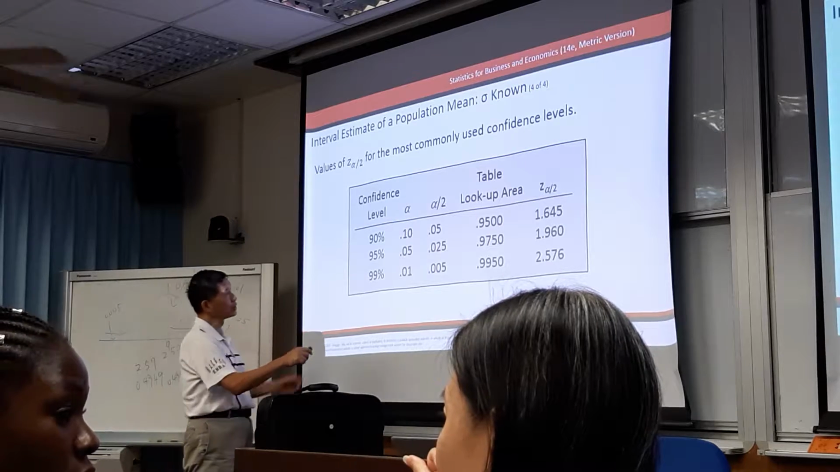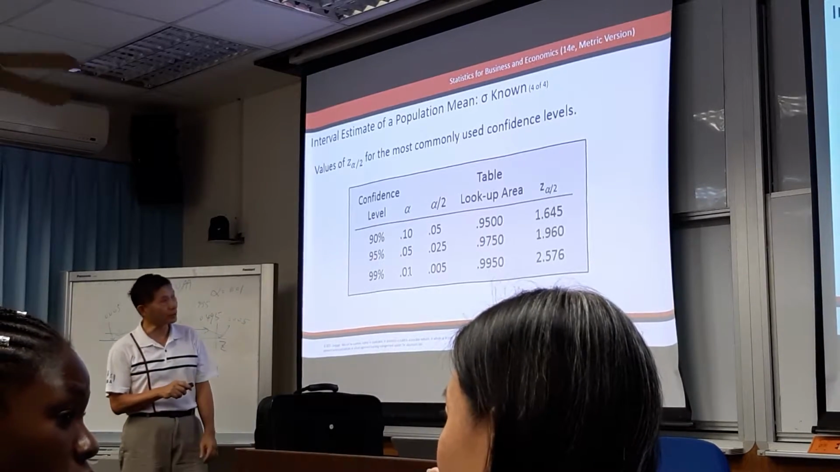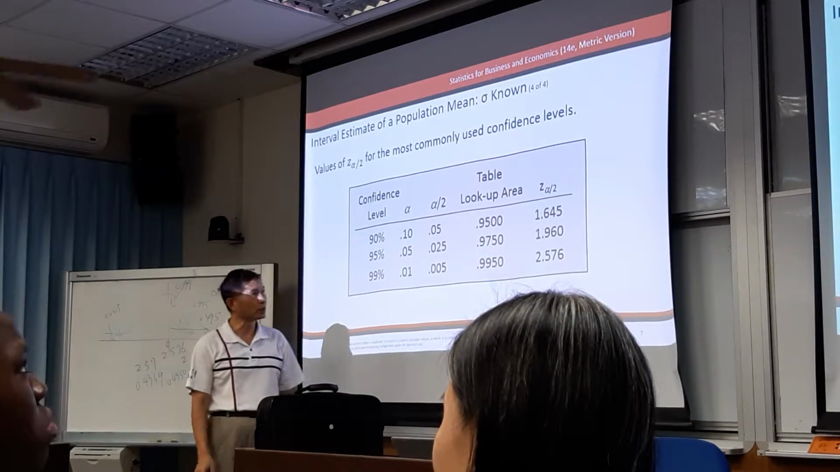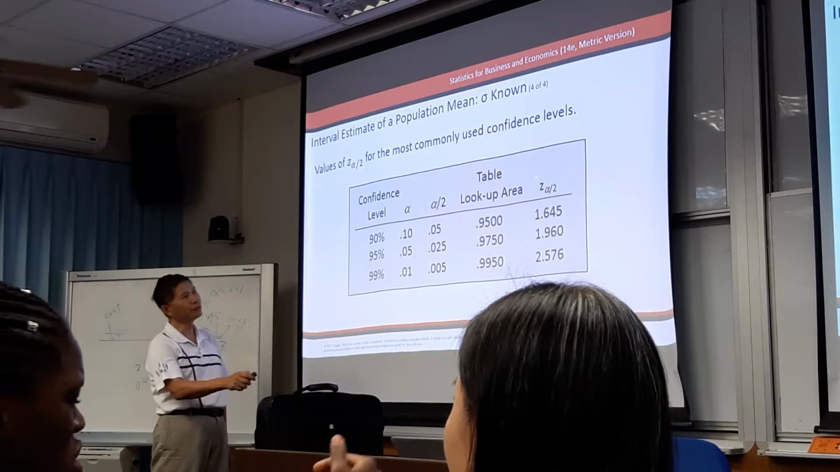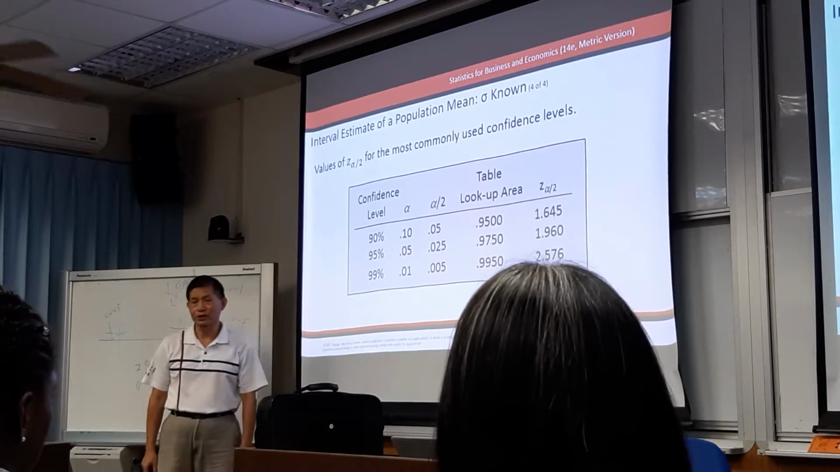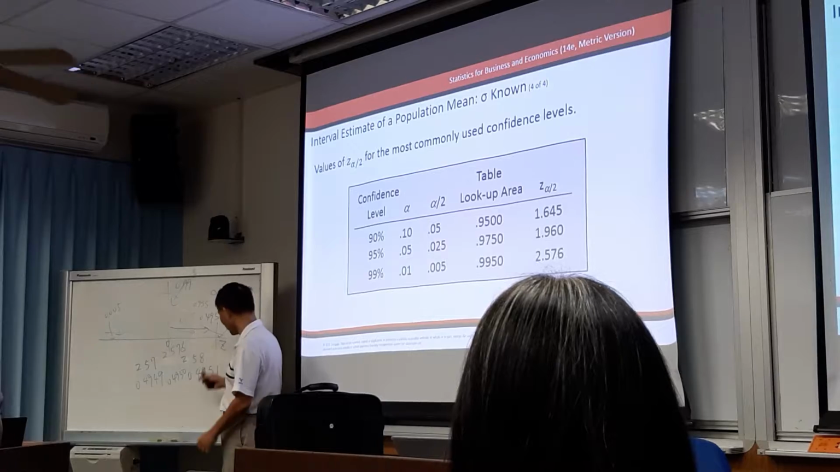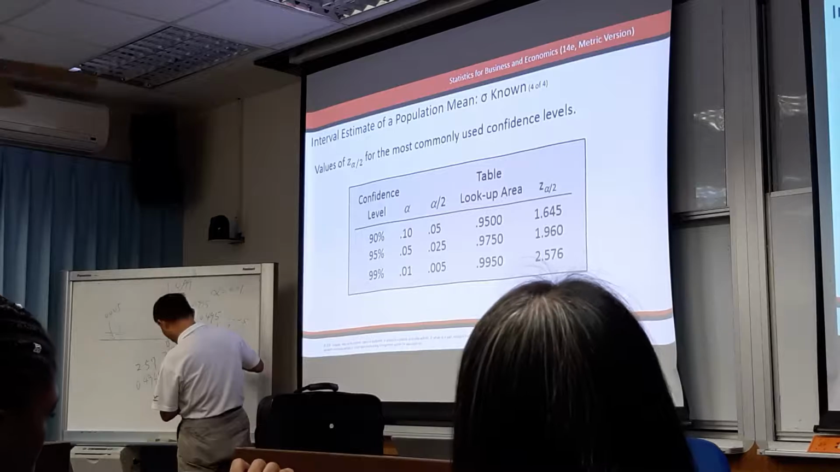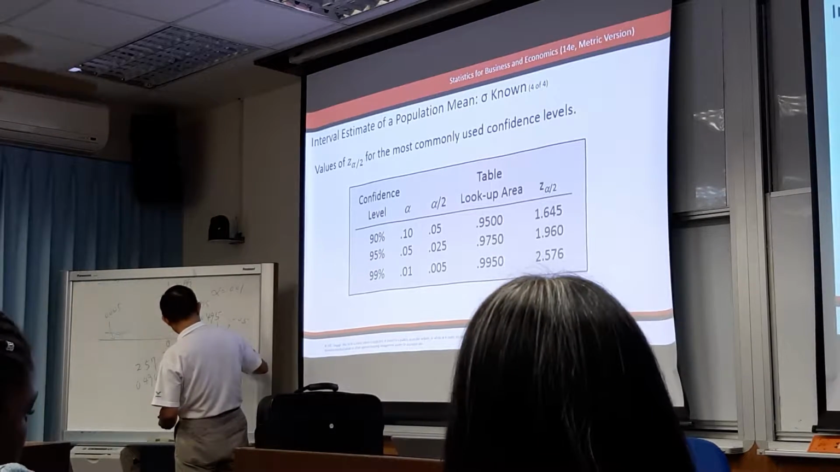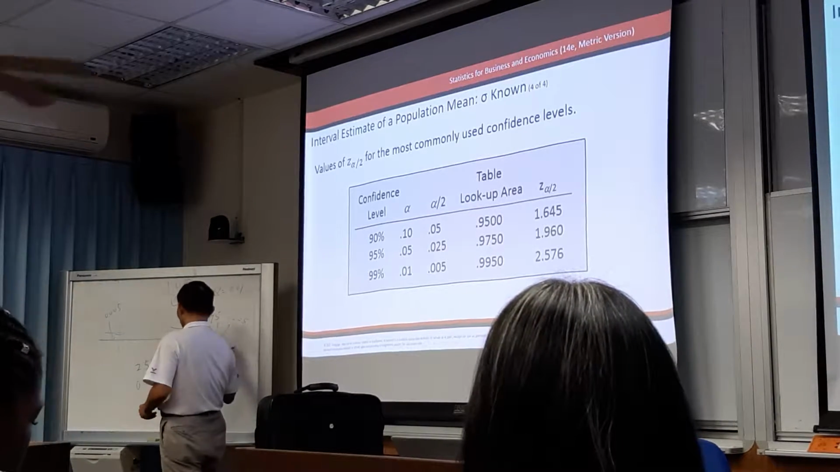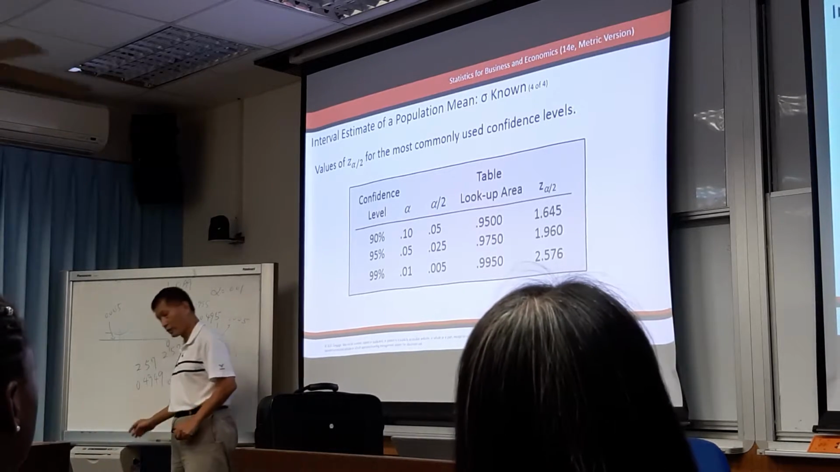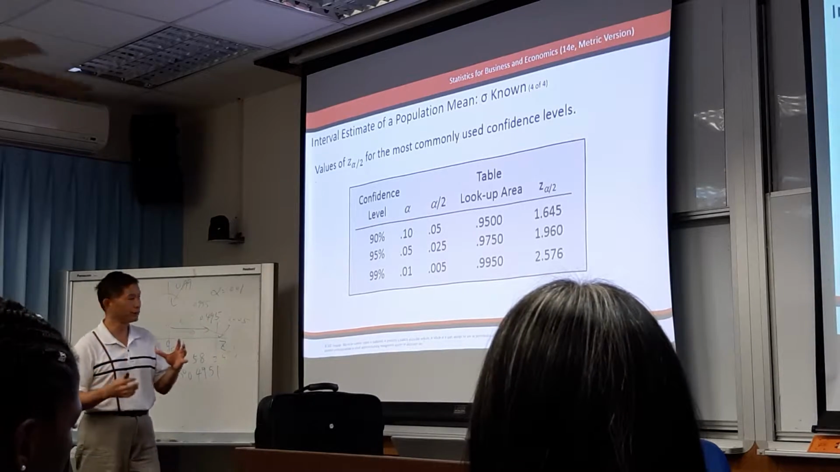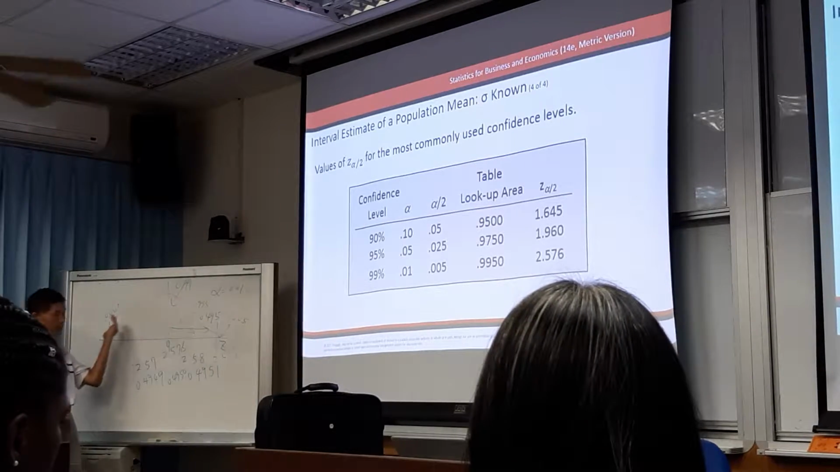So alpha is 1%, the confidence interval is 99%. So you will look at the value of 0.9950, and the z value will be 2.576. Either side, either way. This is plus, this is minus.